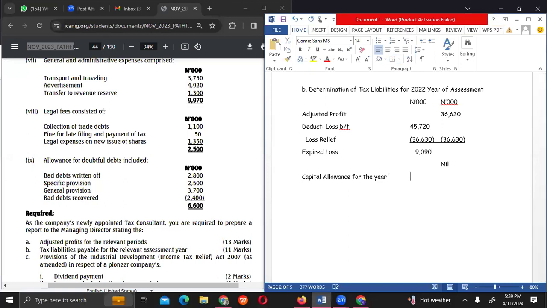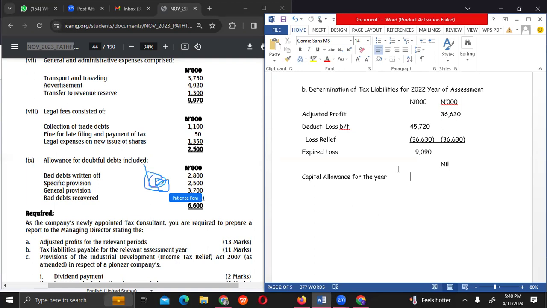Hello, sir. Yes, please. What if the adjusted profit was an adjusted loss? So that means the unrelieved loss from the pioneer period, what would happen to it then? Assuming the adjusted profit was 45 and the loss is 36, no, I mean assuming it's a loss, not a profit now. So what will happen to the two losses?